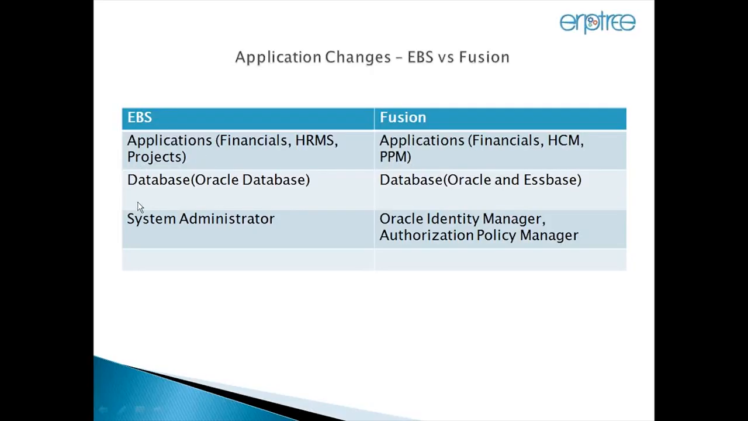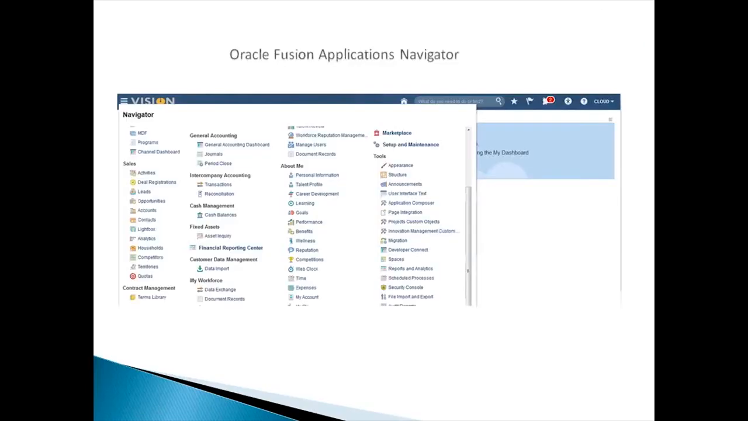In EBS we have a database called Oracle database. In Fusion, along with Oracle database, we have an S-based database also. Why we have that, we'll discuss as part of our sessions. And system administrator in case of EBS: in Fusion we have Oracle Entity Manager and Authorizer Policy Manager, which are equal to system administrator. In the latest release they made some changes also, which we'll discuss as part of our classes.